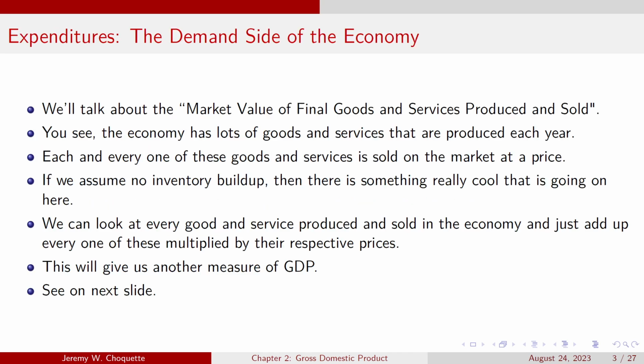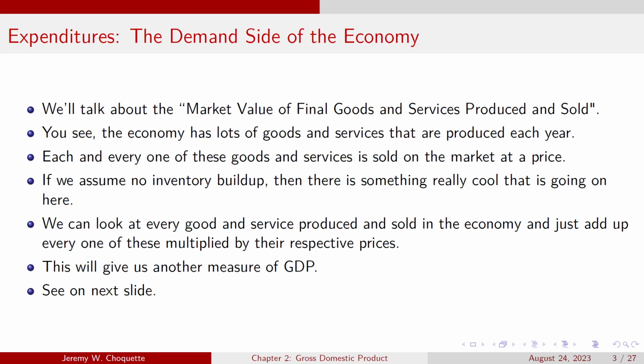So we're going to be talking about the market value of final goods and services produced and sold in a country in any year. Because you see, the economy's got lots of goods and services that get produced each year, and each and every one of these goods and services is sold on the market at some price. Now, if we assume that there's no inventory buildup, meaning whatever I make, I sell, and I don't make too much of one thing that ends up stuck sitting in a warehouse somewhere, then everything gets produced and it gets sold.